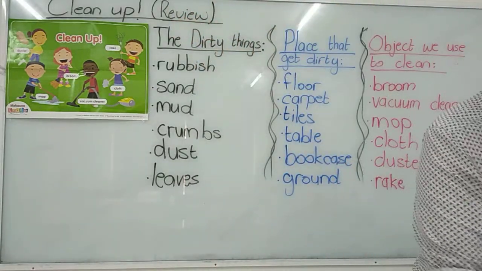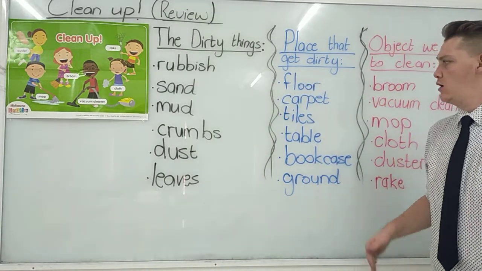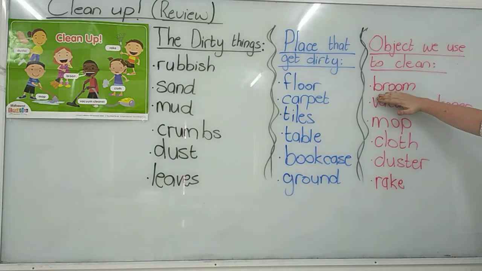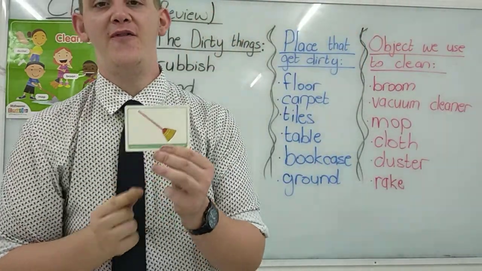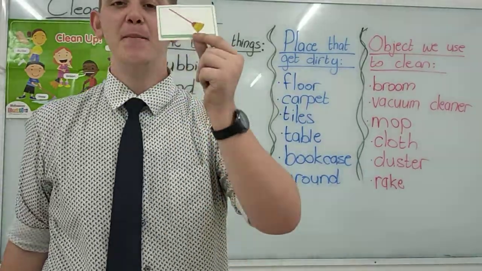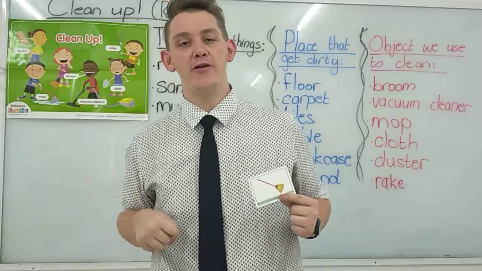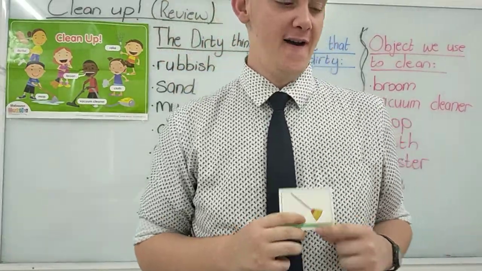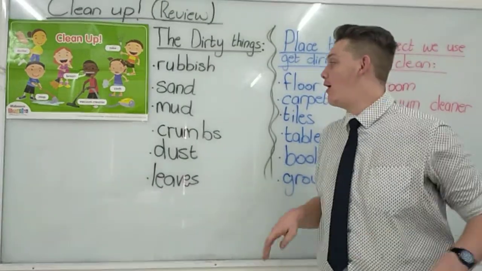And then, what do you think we use to clean the rubbish on the floor? What do we use? A broom. Very good. Say broom. We sweep the rubbish on the floor to the dustbin, right? Very good. So let's take a look at our second one.